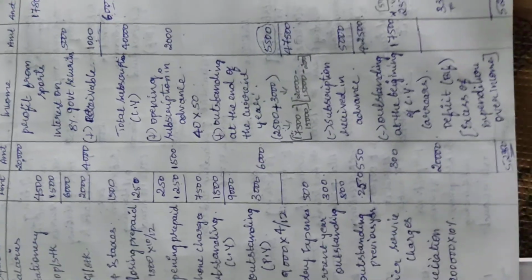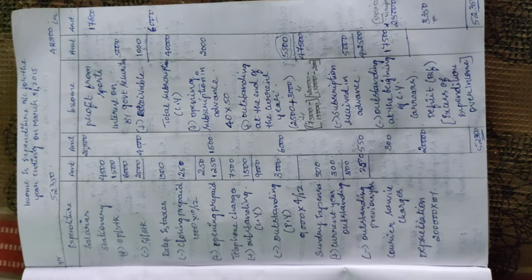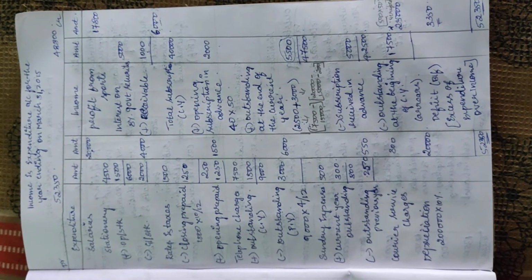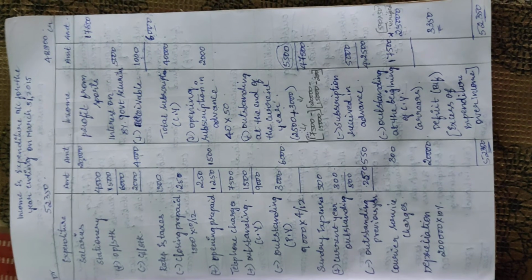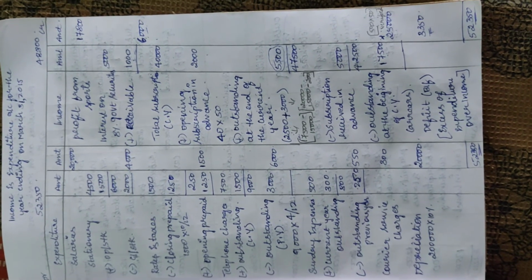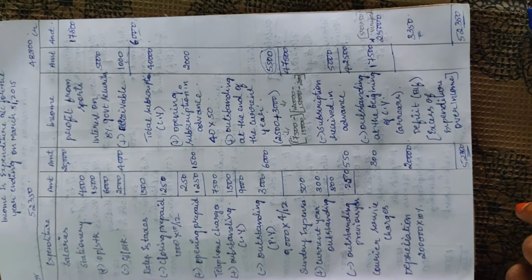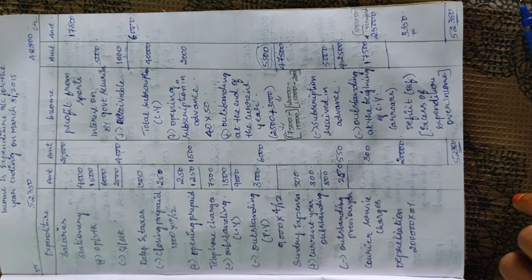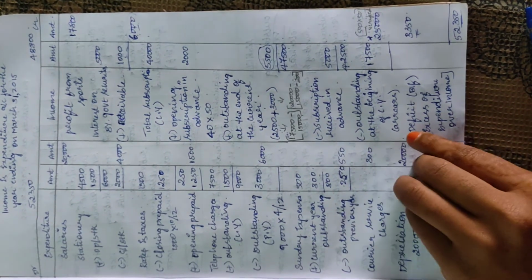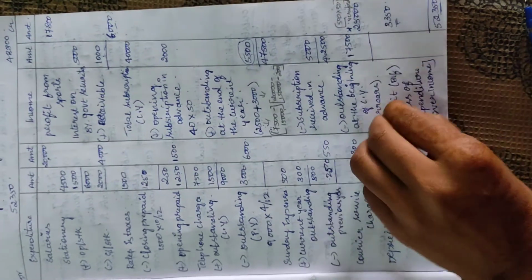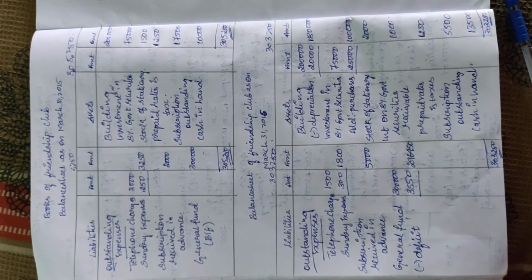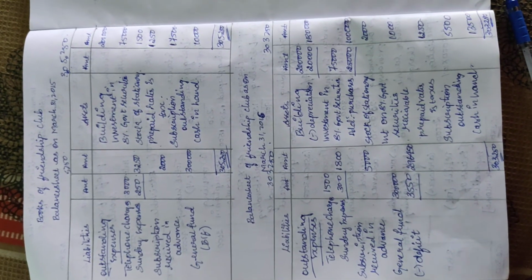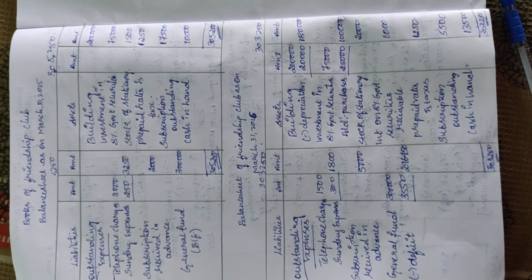So copy down the problem. First, we have done the income and expenditure account for the year ending on March 31st, 2015. Take a screenshot of it and try to solve, just do not copy it. Then after income and expenditure, we have done the balance sheets of 2015 and 16. We have just transferred the 2015 items and 16 items. That's all.